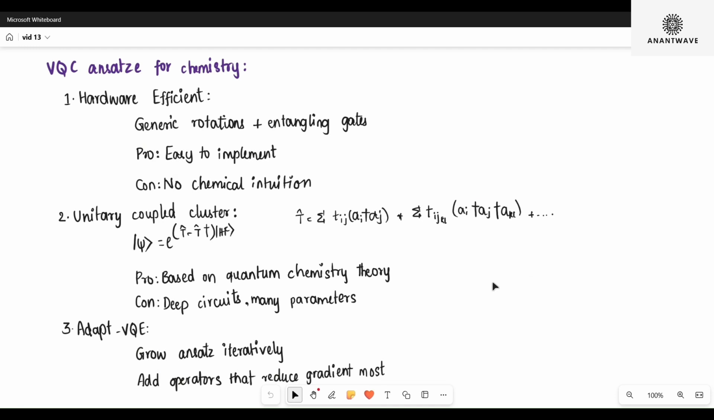But the drawback is the circuits are deep and have many parameters, making them hard to run on near-term quantum devices. So it's more accurate but also more resource heavy.